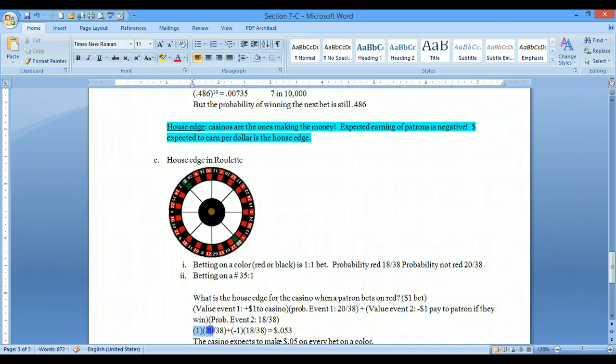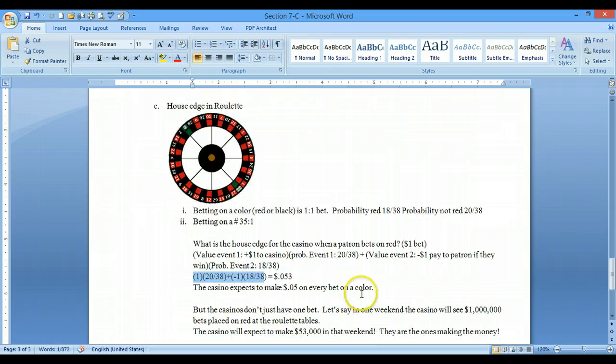We can simplify that just a little bit by getting rid of all of the words in here, and I have $1 coming to the casino with a probability of 20 out of 38. Add it to a $1 payout, and the probability of that occurring is 18 out of 38. Plugging that into your calculator is 0.053, or 5 cents. The casino is expecting to make 5 cents on every $1 bet on a color. It doesn't sound like a lot, right? 5 cents, right? But remember, the law of large numbers.